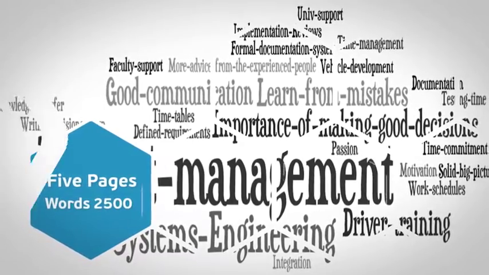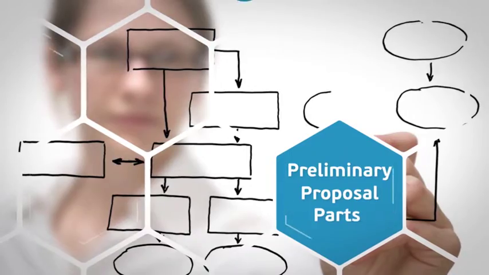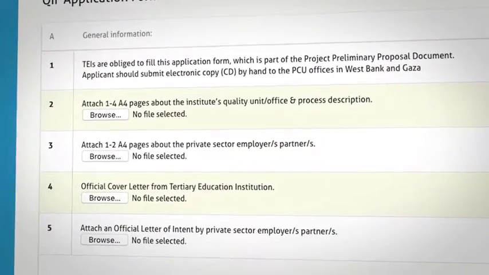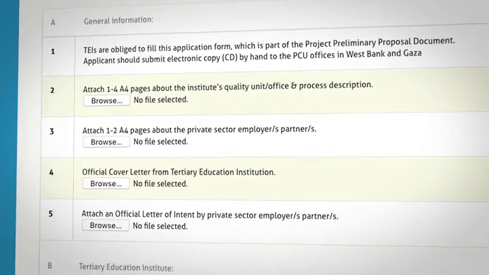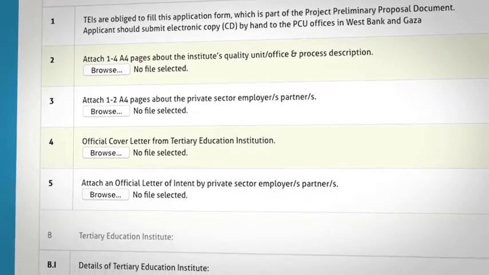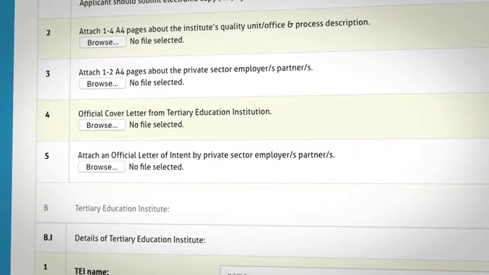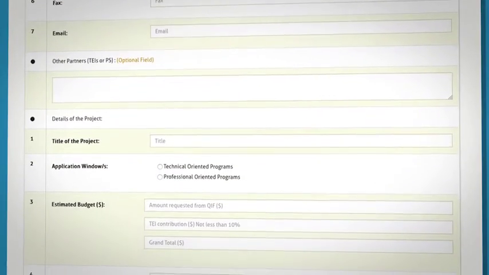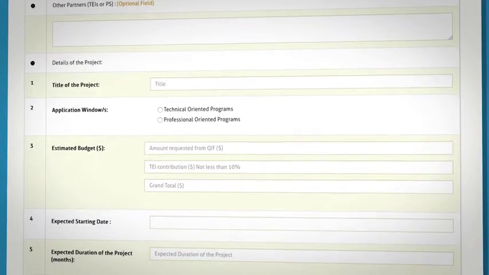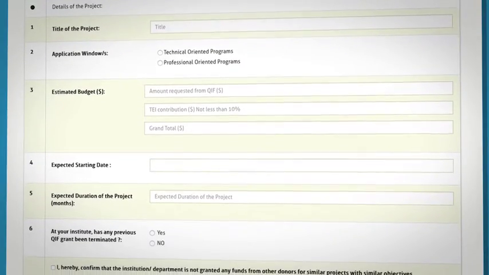The preliminary proposal consists of two parts. The first one is the application form, which includes the cover letter of the main applicant and the letter of intent from the partners. It also provides general information about the main applicant institute and its partners, with detailed contact information of their representatives. The application form also requires brief details of the project, in addition to the application window, amount requested, TEI in-kind contribution, duration of the project, and previous experience with QIF.